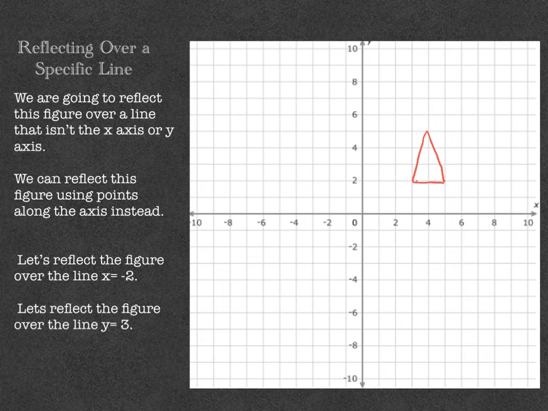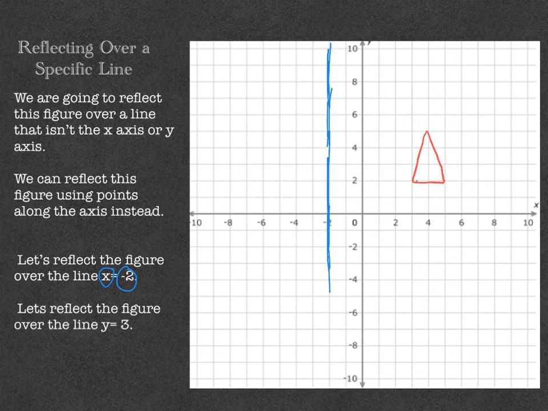So let's start here. We're going to reflect across the line x equals negative 2. So what that means is we're going to find the negative 2 on the x, right? Literally what it says, x, negative 2, go and find it. Where is that? It is right here. There's our line. So then we can just say, okay, this is our line of reflection. This is where we're going to reflect our shape over.